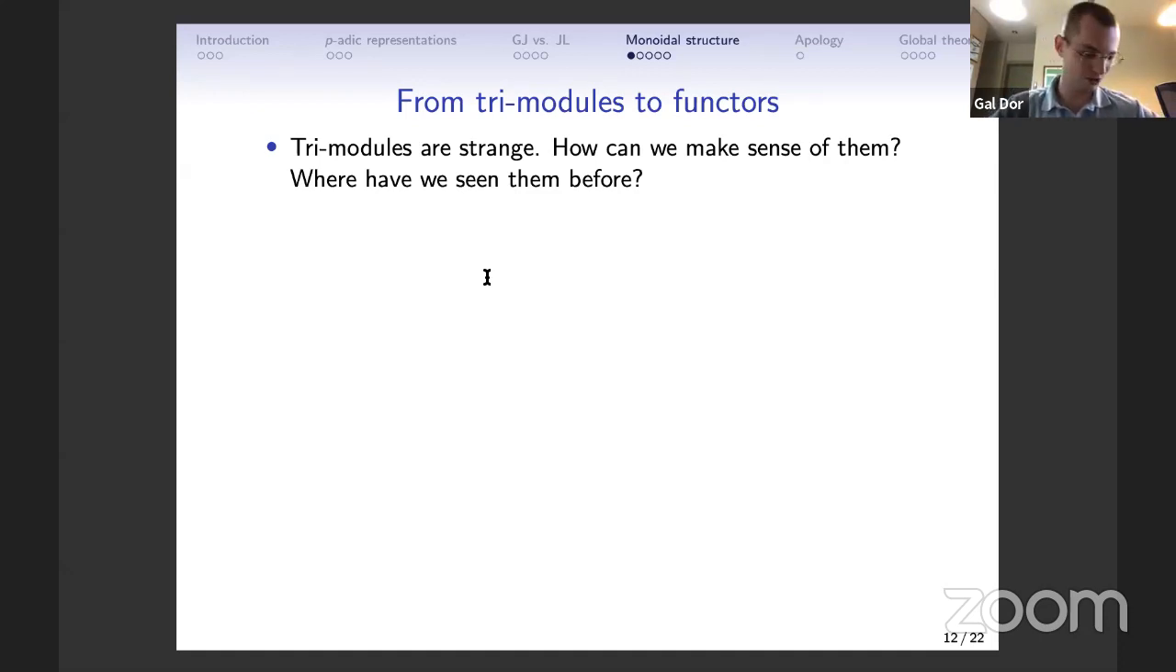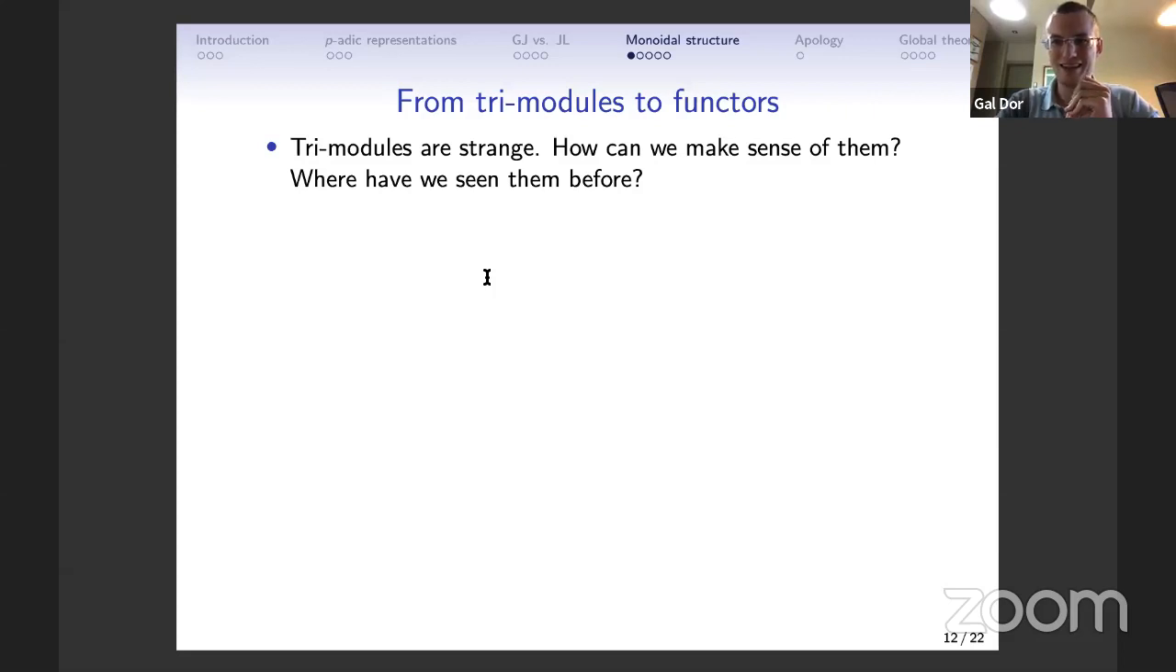We had this Godement-Jacquet zeta integrals and we had Jacquet-Langlands zeta integrals and we wanted to compare them. So we wrote down what kind of space parameterizes the Godement-Jacquet zeta integrals and what kind of space parameterizes the Jacquet-Langlands zeta integrals. And then we compared them and we deduced that we should have this triple module structure on this space Y of functions on M to F times F star. And once we did that, it was pretty straightforward to show that there was actually a canonical correspondence between these two sets. However, the thing is that tri-modules are very, very strange.